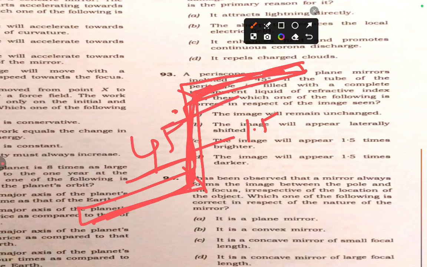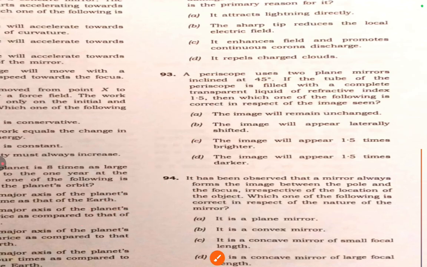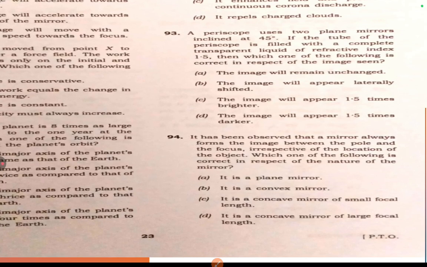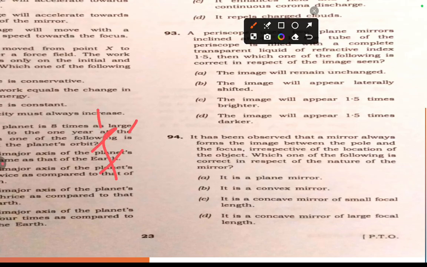Question number 94. It has been observed that a mirror always forms an image between the pole and the focus irrespective of the location of the object. Which one of the following is correct in respect of the nature of the mirror? Question 94 is related to the concept of spherical mirrors, as we know 1/f = 1/v + 1/u. Different spherical mirrors have distinct image formation rules based on sign convention.